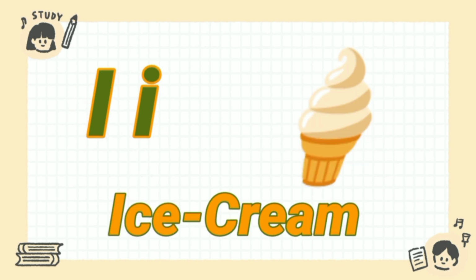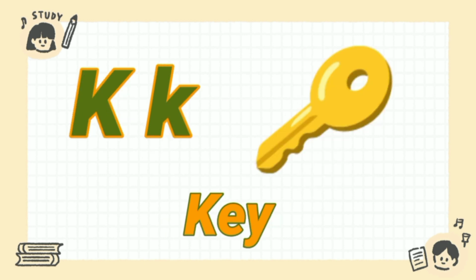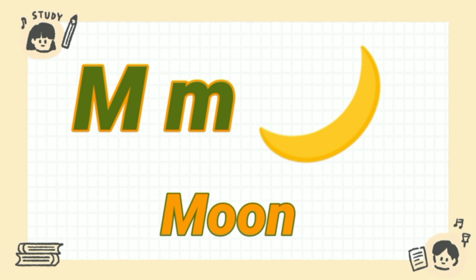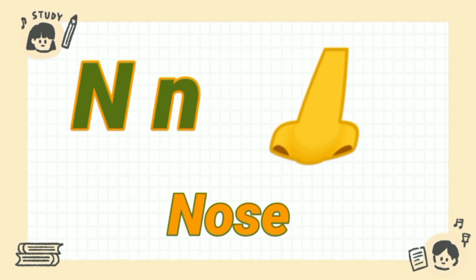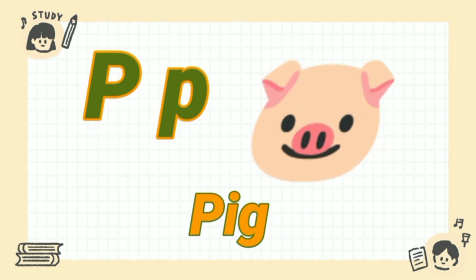I is for ice cream. J is for joker. K is for key. L is for lemon. M is for moon. N is for nose. O is for orange. P is for pig.